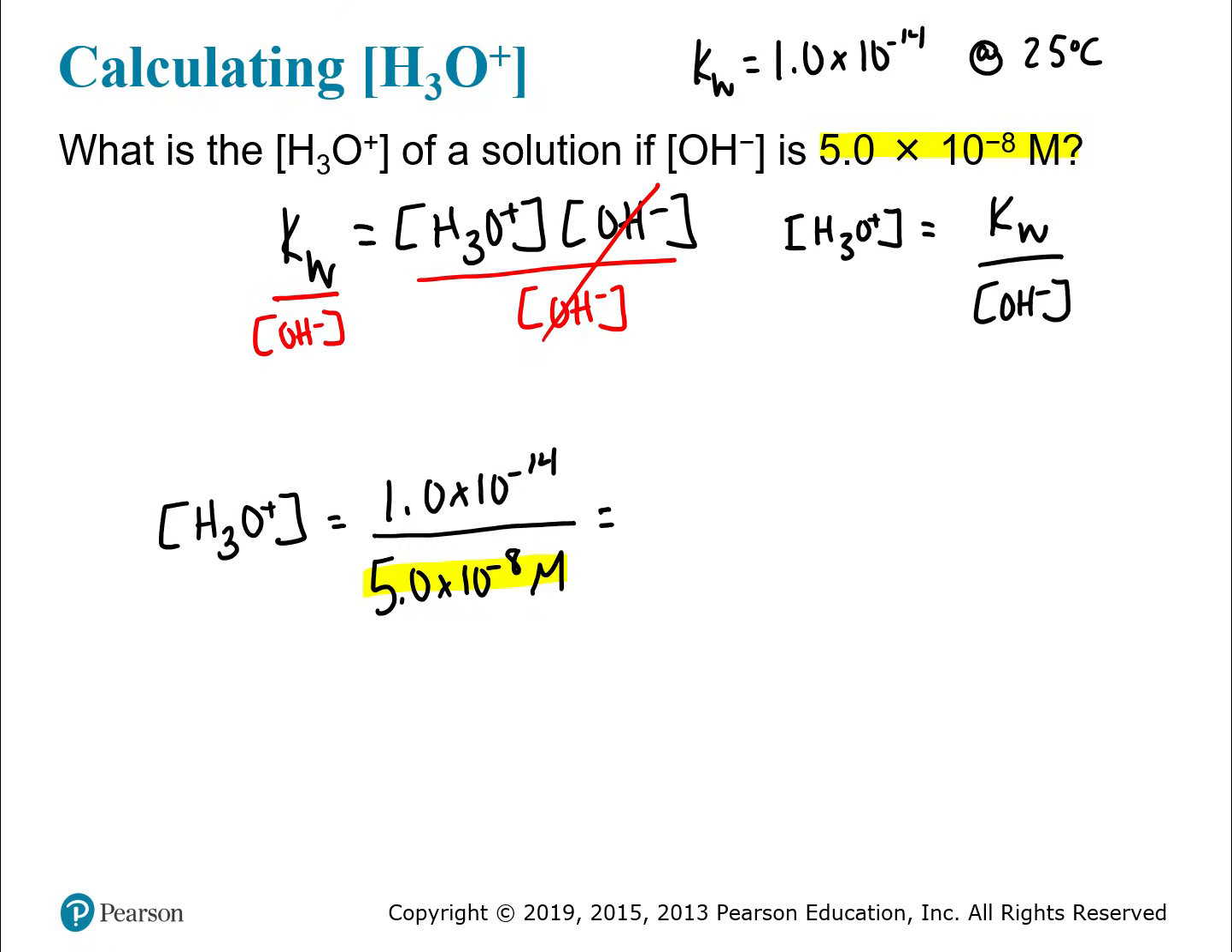When you put this into your calculator, you need to make sure that you refresh your brain on how to use exponents with your calculator. So make sure you know how to do that. For some, it may be helpful to use parentheses around each of these numbers in scientific notation, just to make sure that the calculator does the correct order of operations. When you do the division, you should get 2.0 times 10 to the minus 7 molar.